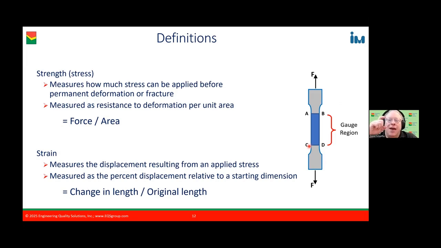And it's the section that we're measuring. Everything else in terms of measuring the stress and strain is ignored. We're just looking at the gauge region, which for an ASTM tensile bar is 12.7 millimeters across and 50 millimeters A to C or B to D. The strain is the change in length relative to this original length. And that's all we're measuring out of a standard tensile test.